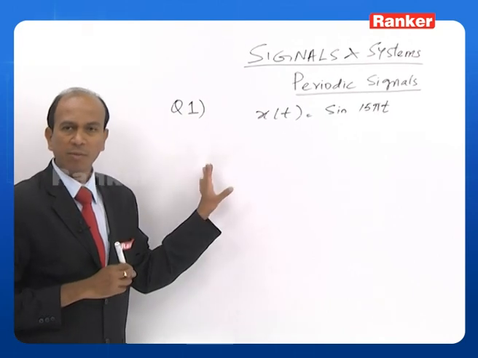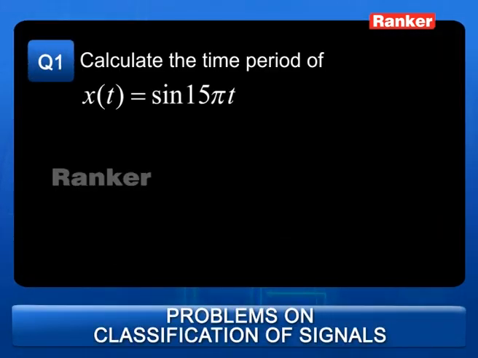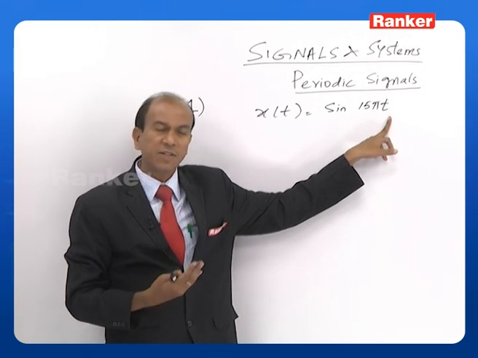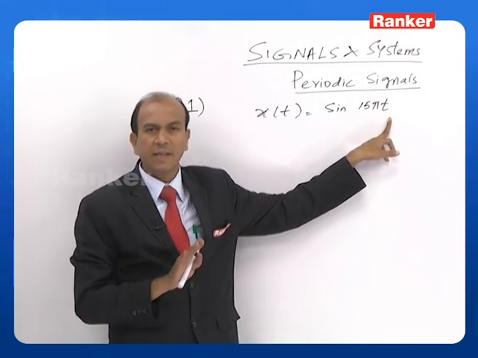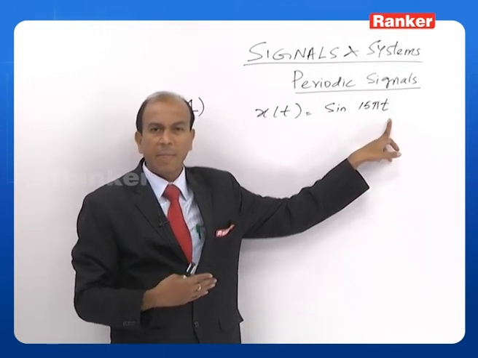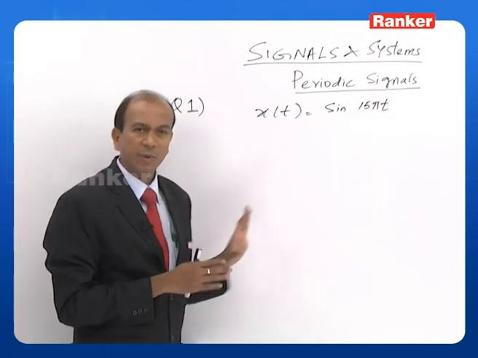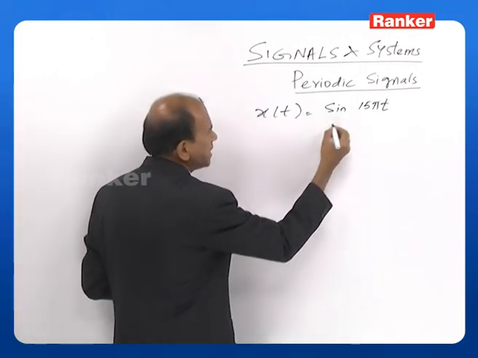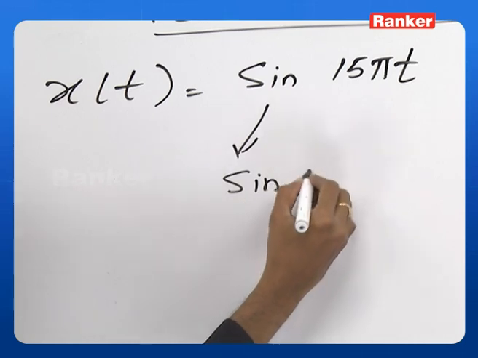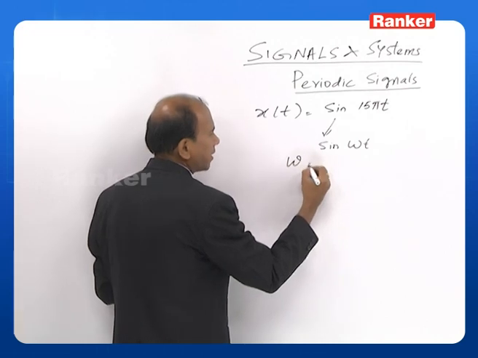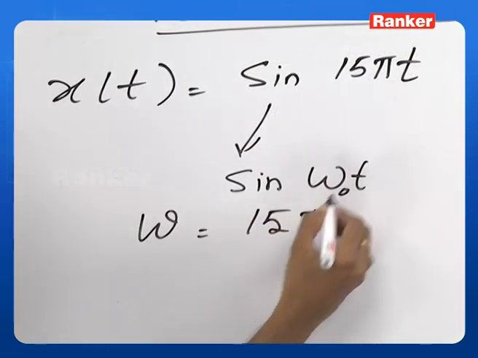Okay. Let us see the first problem in this series. x of t is given as sine of 15 pi t. Now, we have to calculate the time period of this signal. When you calculate the time period, first we have to satisfy that this signal is in fact a periodic signal. Once you satisfy that, then we will calculate the time period of this. Let us look at this problem. It is in the form of sine of omega naught t, where our omega naught here is 15 pi.